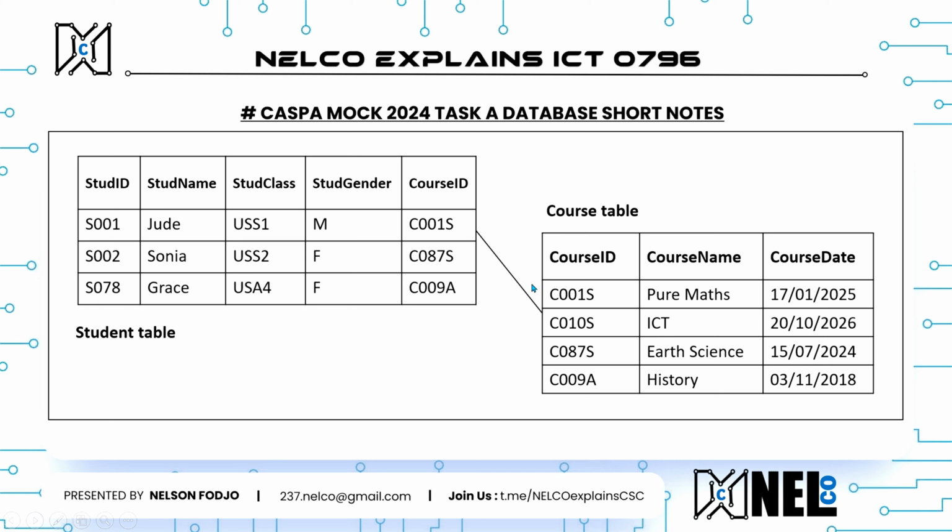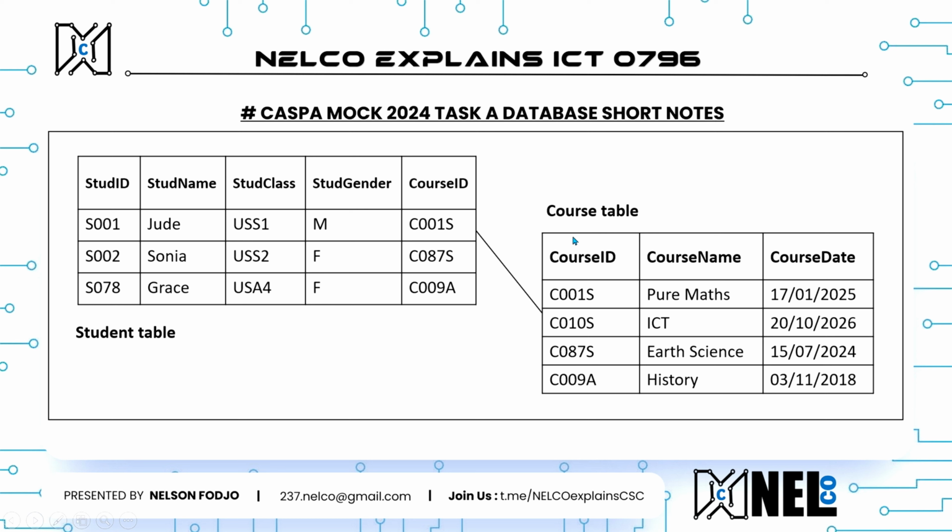Another thing is a relationship. We can see here there is a relationship between the student table and the course table. Here is our primary key for the student table. Student ID gives us the primary key because each value here uniquely identifies the records in this table. For the course table, our primary key is the course ID. Now we realize that course ID is also in the student table. So here course ID is the foreign key.